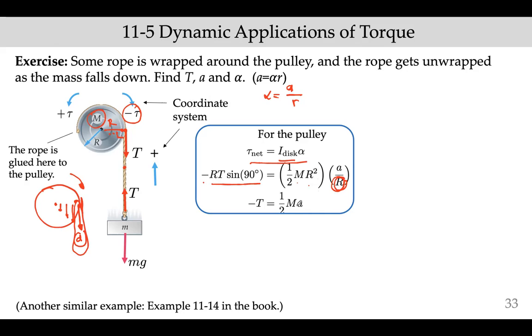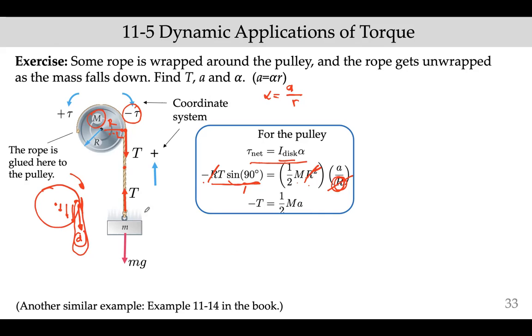So we can make a couple of cancellations. This R cancels one of the R's here. This R cancels the other R. And now, since sine 90 is 1, you end up with negative tension T equals 1/2 ma.